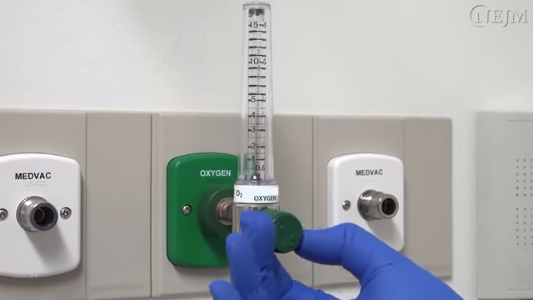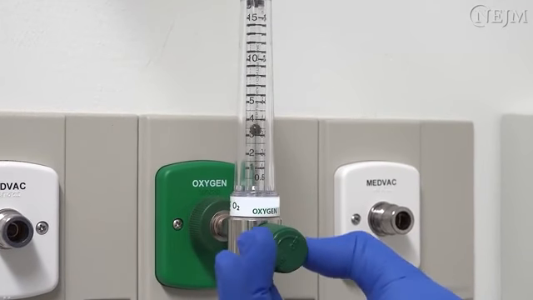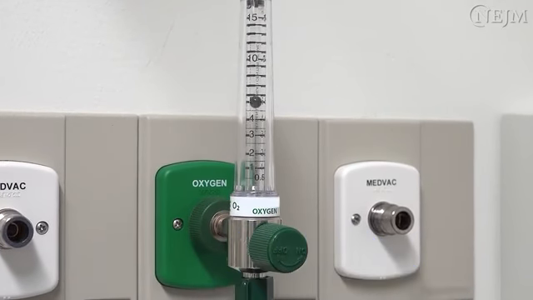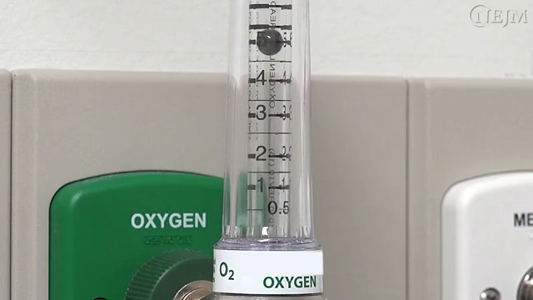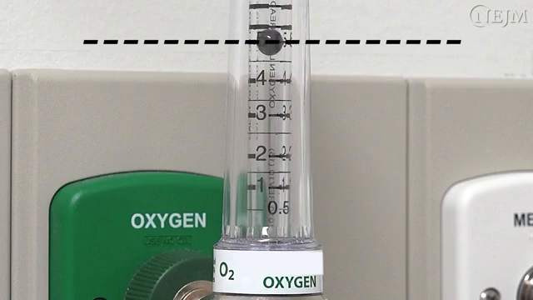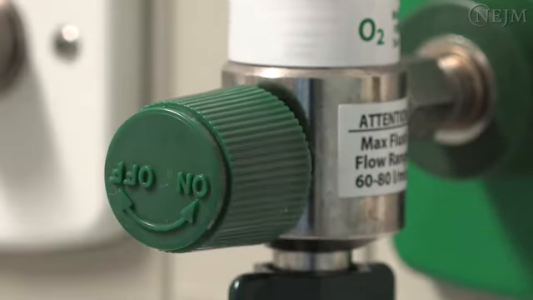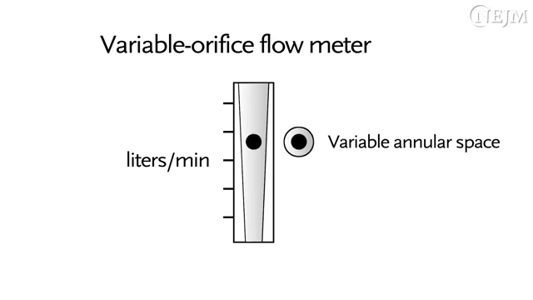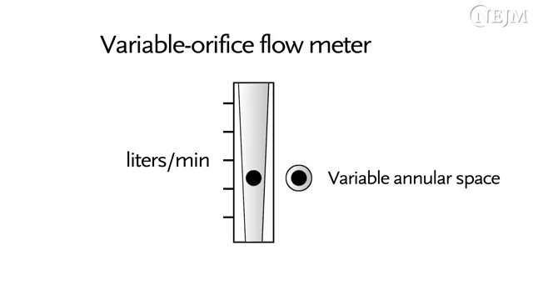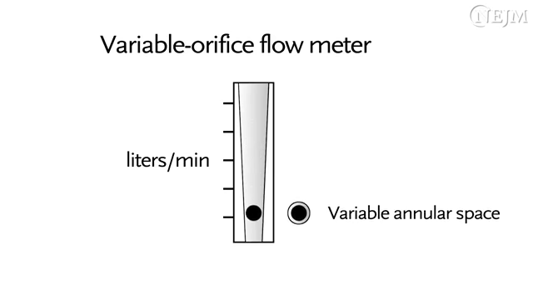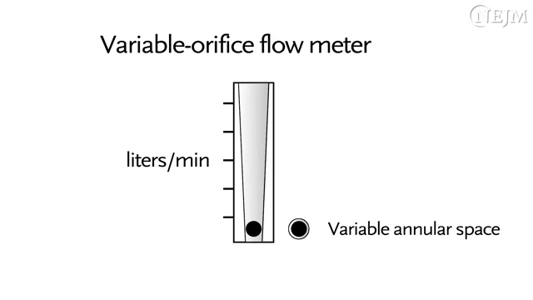In the hospital setting, the flow rate is typically measured with the use of a variable orifice flow meter. The flow meter is attached to the oxygen source, and the measurement is obtained at the center of the floating ball. The flow can be adjusted with a fluted knob. Flow meters have a tube that is tapered, with the smallest diameter at the bottom, to create a variable annular space between the ball and the inner wall of the tube.